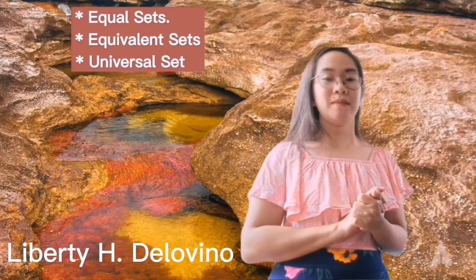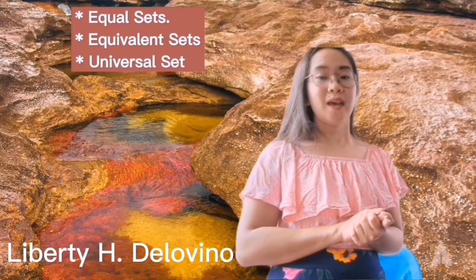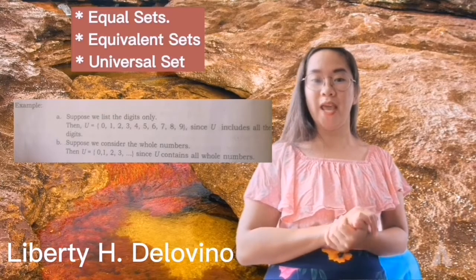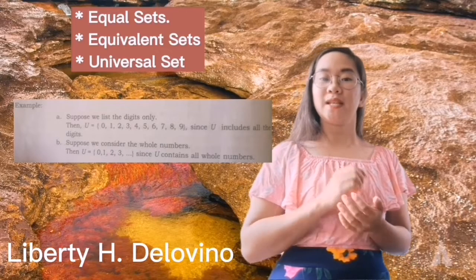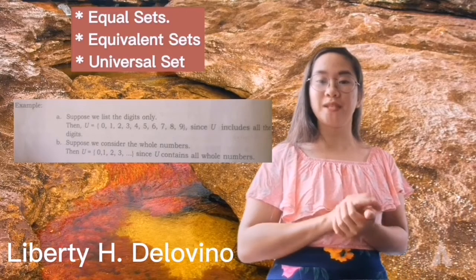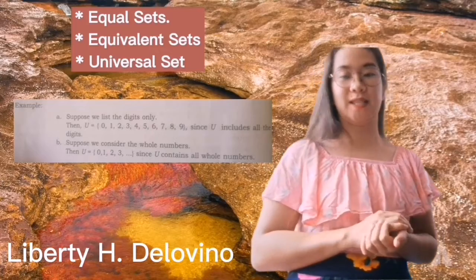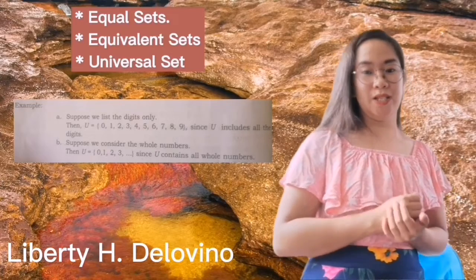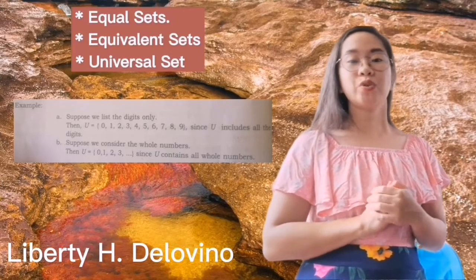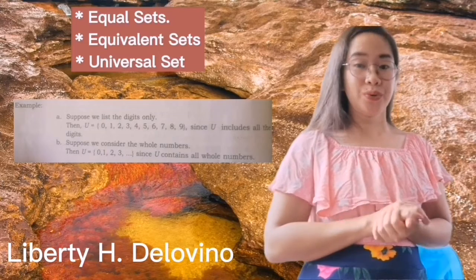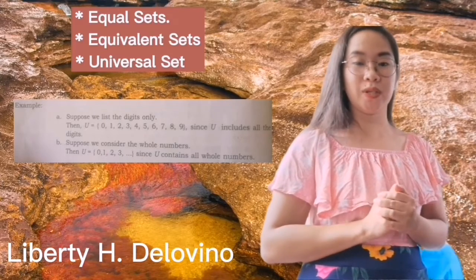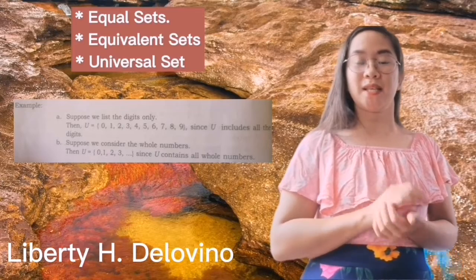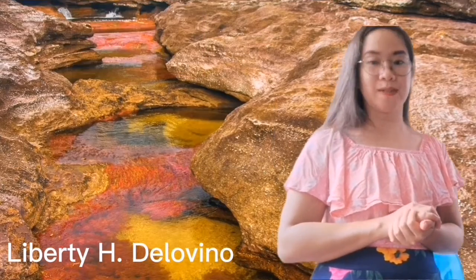It contains all the elements considered in a particular situation and is denoted by U. Example A: suppose we list the digits only. Then U is equal to {0, 1, 2, 3, 4, 5, 6, 7, 8, 9}, since U includes all the digits. Another example: suppose we consider the whole numbers, then U is equal to {0, 1, 2, 3}, since U contains all the whole numbers.